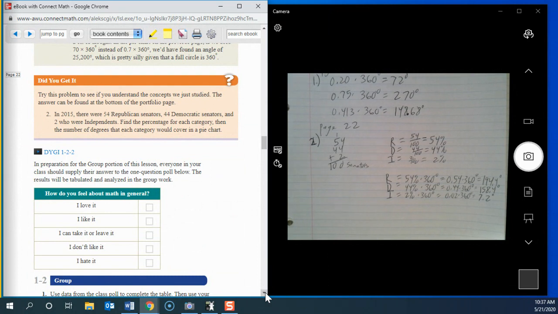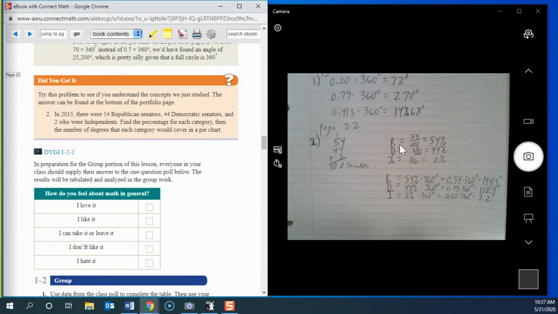Okay, first of all, I added up how many senators there were. Because in order for us to get the percentage for each category, we're going to have to divide these numbers by their total amount. So we would have 54, 44, and 2, that would give us 100 senators. Now, just as a FYI, every state in the United States gets 2 senators. So that's how come we come up with 100 senators.